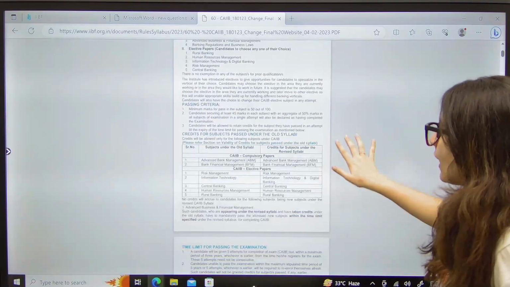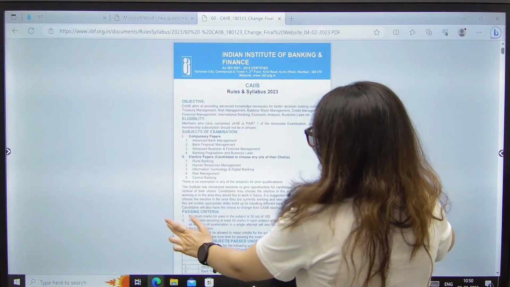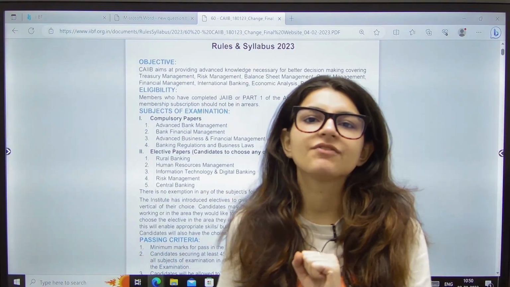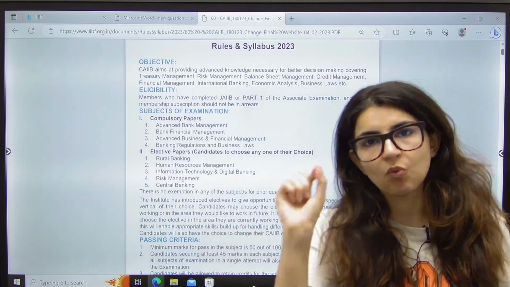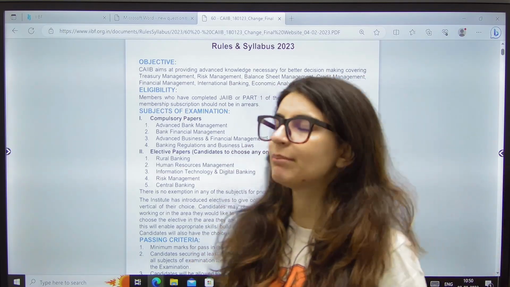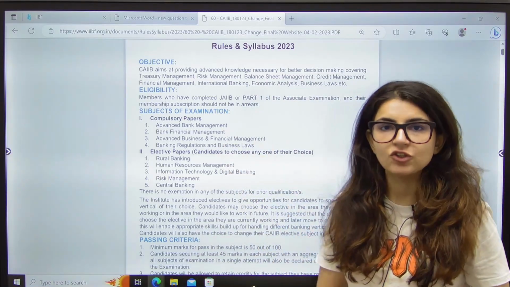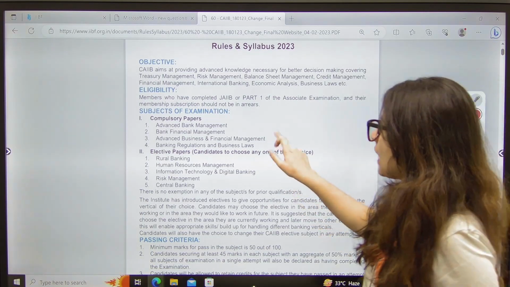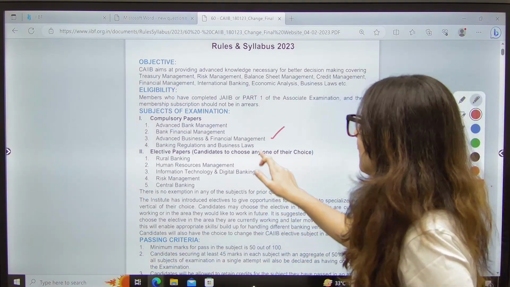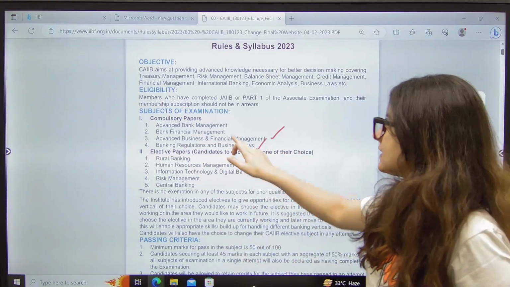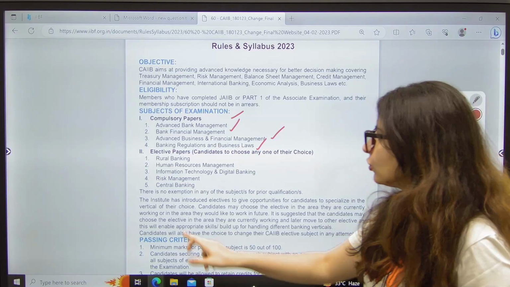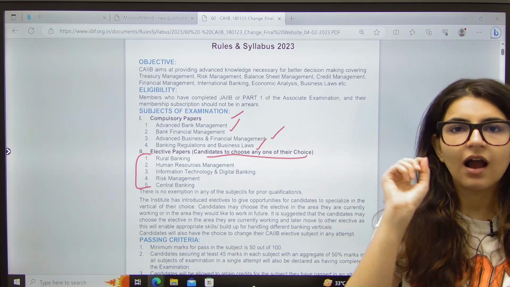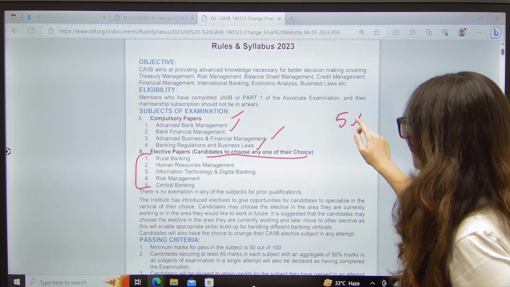So you already know, I hope you know about the subjects that are there in the examination. There are 4 compulsory subjects and 5 elective subjects, out of which you have to choose one. So in total 5 subjects. The 4 compulsory subjects are advanced banking management, bank financial management, advanced business and financial management, and banking regulations and business law. These are the 4 compulsory papers, and out of the 5 elective papers, a candidate has to choose one of their choice. So that is your total of 5 subjects.